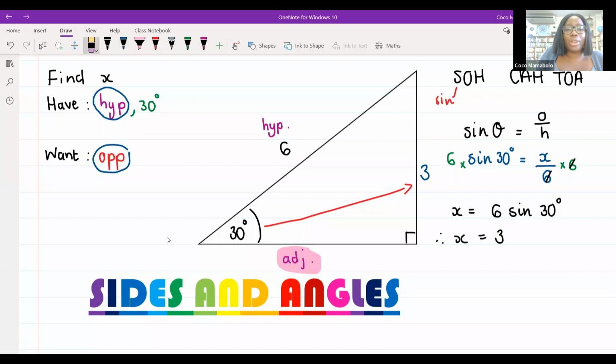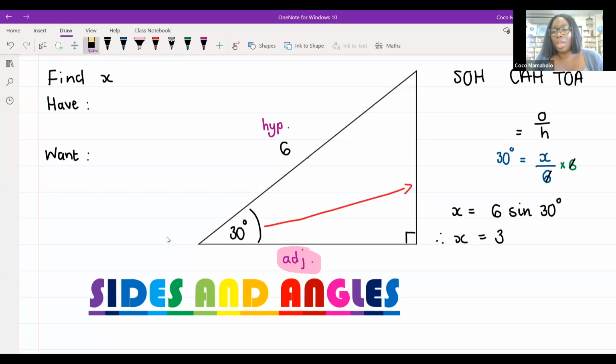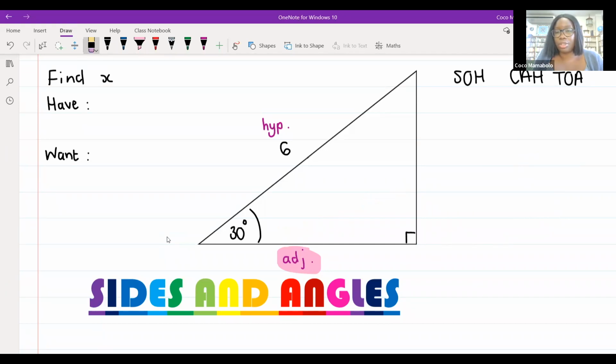All right. So what we know, guys, is that we're always going to have to look for what we have, and then think of what we want, and then use that to see which ratio we're going to use. Okay. So I'm going to change these up a little bit. I'm going to make this 10. And I'm going to make this over here 45. I'm going to make these easy. And this time, what I want is x. I'm going to put x over here. This is 45 degrees.